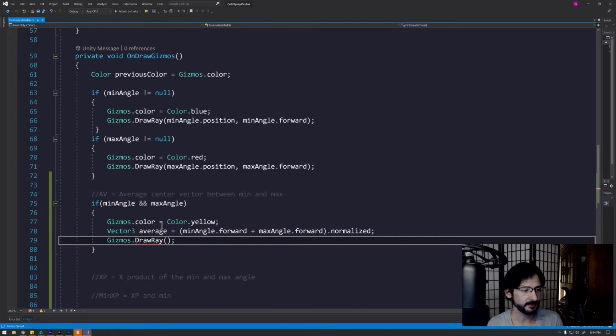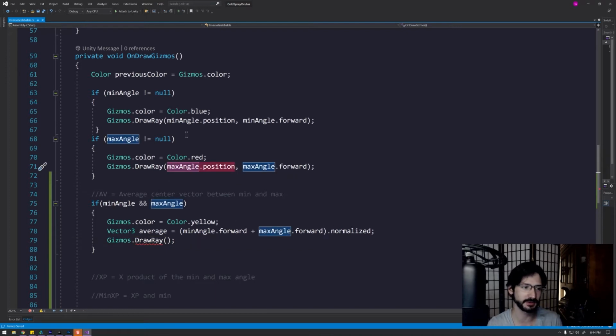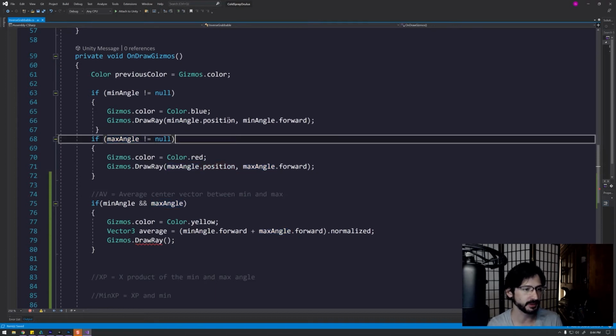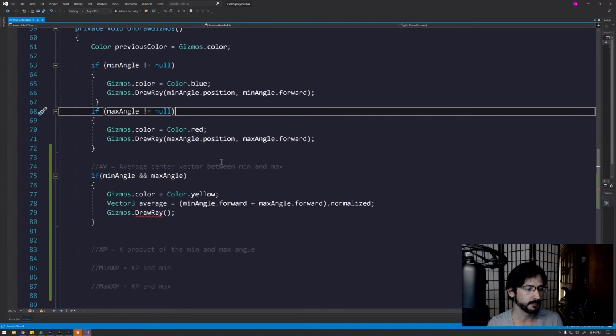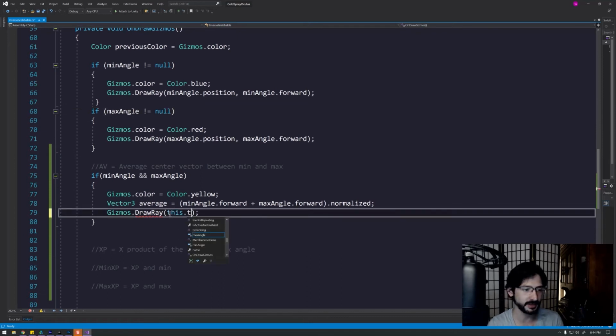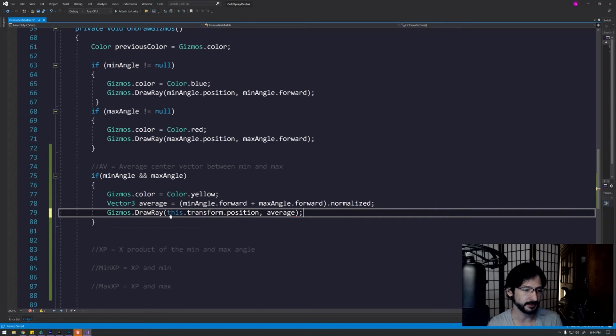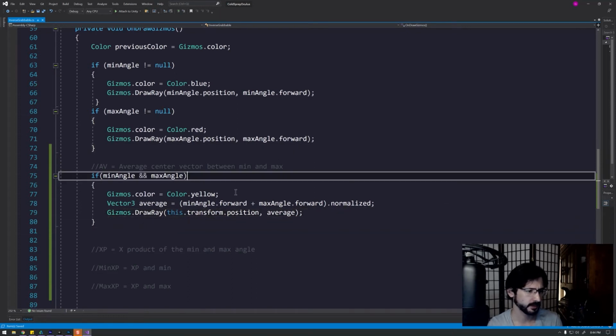Now that we have this average vector, we can take the position that we want this vector to stem from, which is actually going to probably be the same for all of them. But here we're using min angle.position and max angle.position as if they were separate locations, when in reality, it should be this object. So this.transform.position's location, and then this is now the point off of that, which is going to be our average value. Okay, let's go ahead and save that.